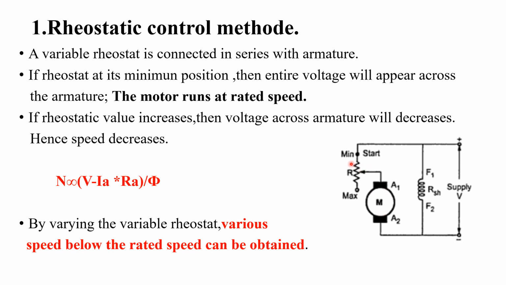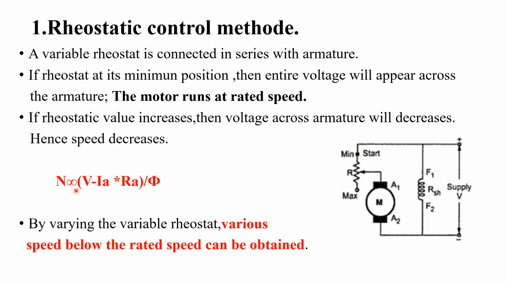Okay. So if the position of the variable rheostat increases from its minimum point, or the starting point, to the maximum point, then what will happen? Due to the increasing resistance, we know that the IaRa drop will also increase, because the resistance is increasing, so the applied voltage appearing across the motor armature will decrease, so the speed will also decrease.